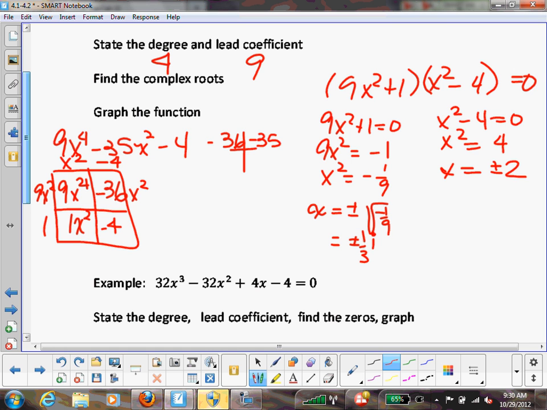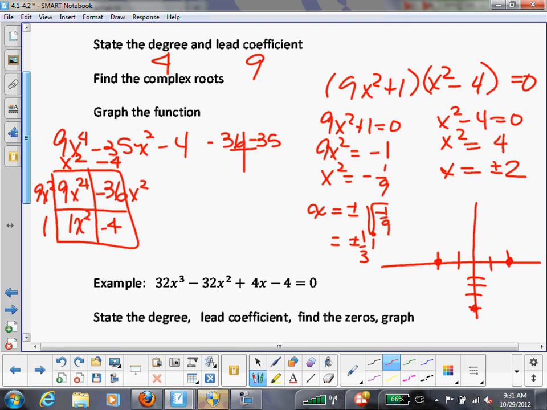How many roots am I supposed to get? What's the degree? How many are real? Which ones are real? Okay, what's my y-intercept? -4, +2, -2. Where are my tails? Up or down? Both up. All right. So we know that it's doing something like this.